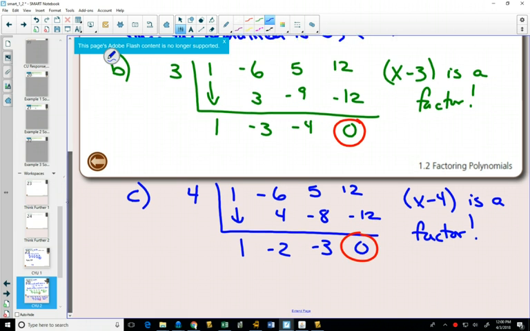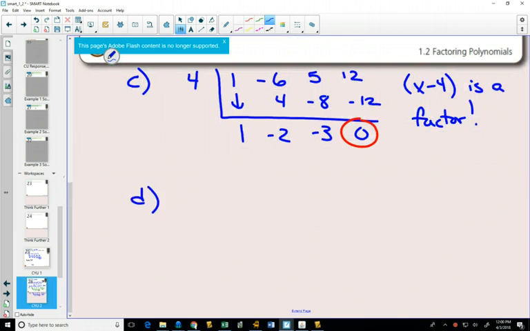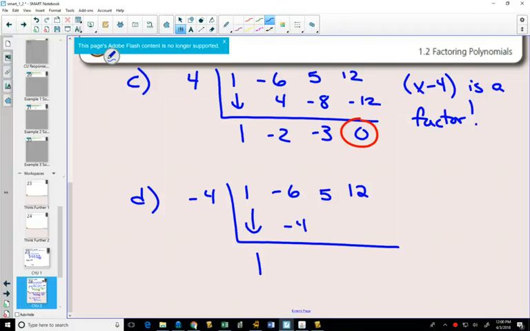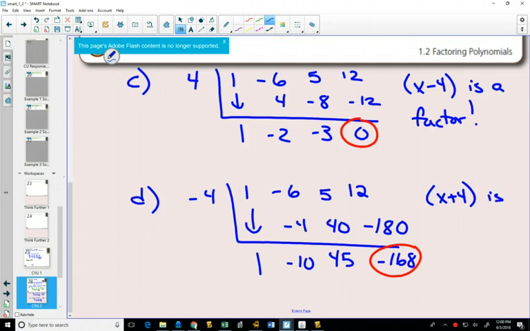So what would it look like if something wasn't a factor? Well, in the last one here, again, I'll use synthetic division. This time it would be a -4 if you're dividing by x plus 4. Bring down the 1, multiply, add, multiply, add. Here we do get into some bigger numbers. We get a remainder of -168. That tells us that x plus 4 is not a factor.